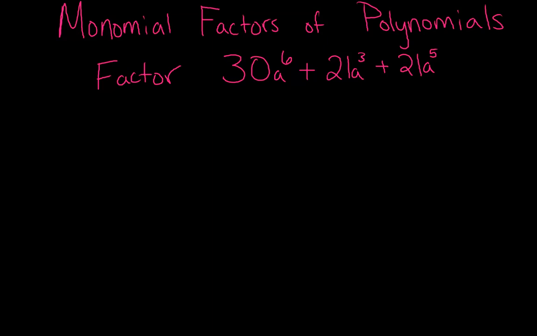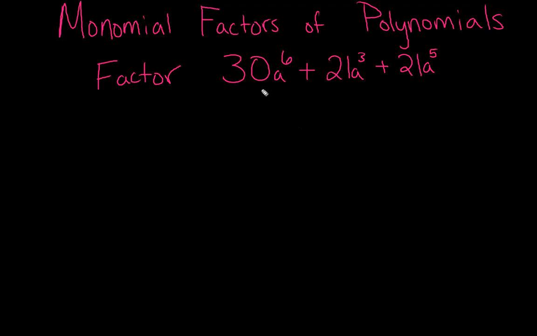Welcome everybody to this video on finding monomial factors of polynomials. In this example, we're asked to factor 30a to the 6th power plus 21a to the 3rd plus 21a to the 5th. In order to do that, we need to remove the greatest common factor from all three terms of this polynomial. So let's get started.